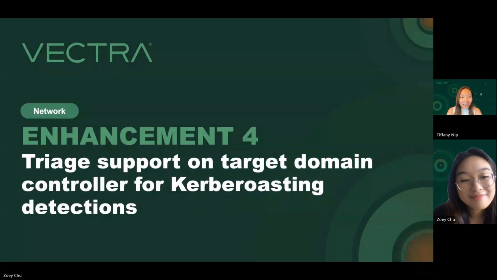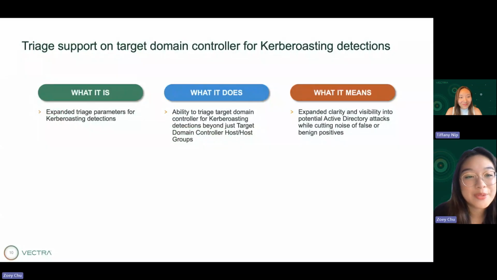Yeah. Nice. Next up, triage support on target domain controller for Kerberoasting detection. Tell us what it is. Yeah, absolutely. We're expanding triage parameters, which are basically the filters for Kerberoasting detections. Instead of just being limited to target domain controller host or host groups, we're expanding that to target domain controller. That adds another group or another filter that people can triage by.